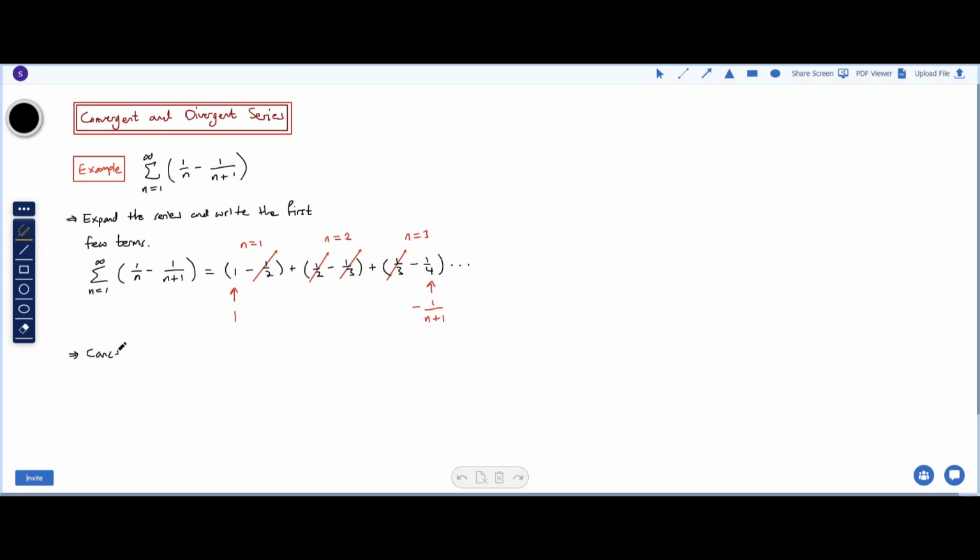So we can say: cancel all equal terms, or cancel all values of opposite sign, and leave the remaining term for the nth term. We could say leave the remaining numbers for the nth term.